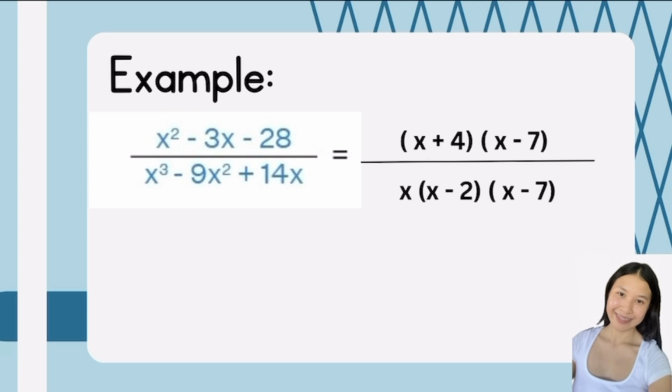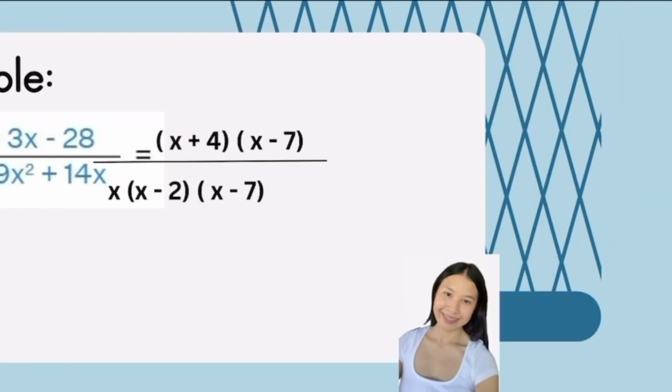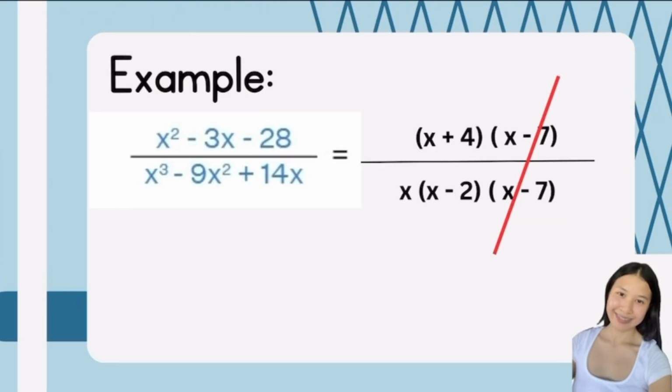Given this numerator and denominator, we have the common factor which is x minus 7, so we can cancel it. So the simplified form of x squared minus 3x minus 28 over x cubed minus 9x squared plus 14x is x plus 4 over x times x minus 2.